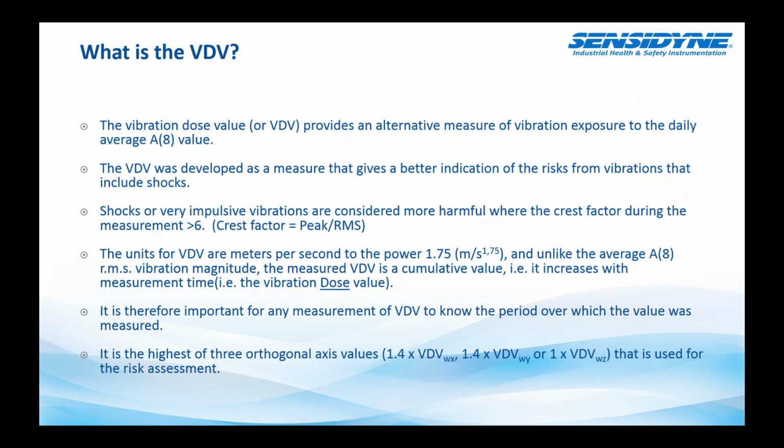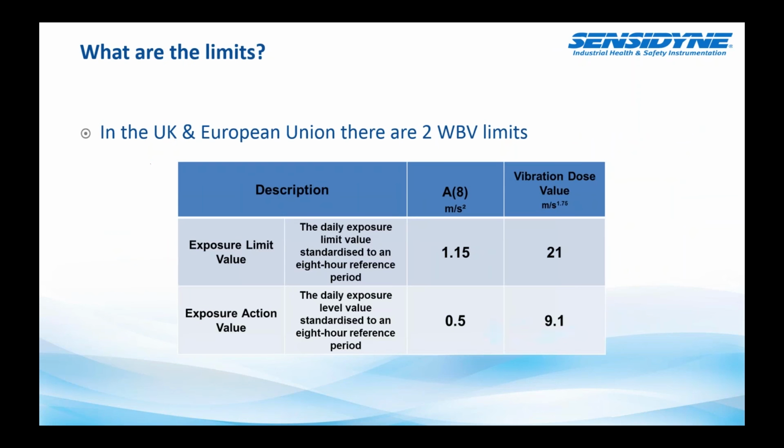So there are a couple of whole body vibration limits. For the regular vibration, where we use the A8 average value, we're looking at an exposure action value of only half a meter per second squared, and 1.15 for the exposure limit value. And then the equivalent limit values for the vibration dose value, the VDV, are an action value of 9.1 and a limit value of 21.